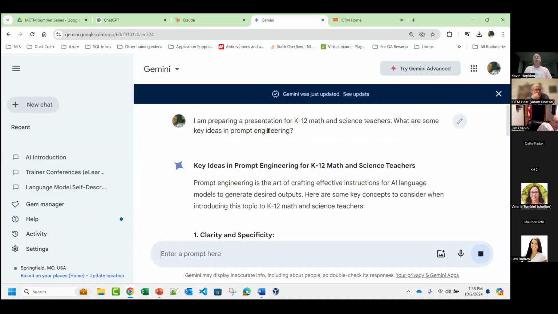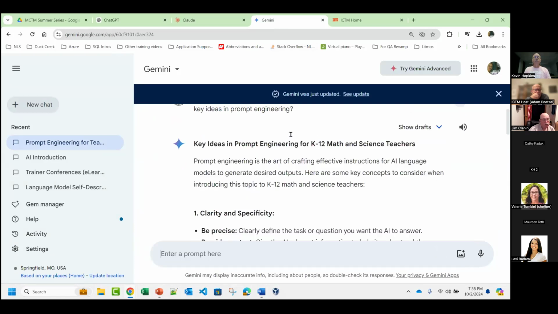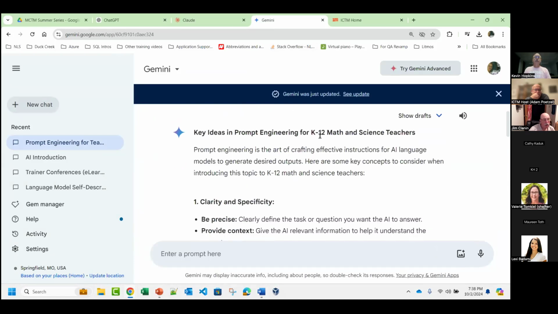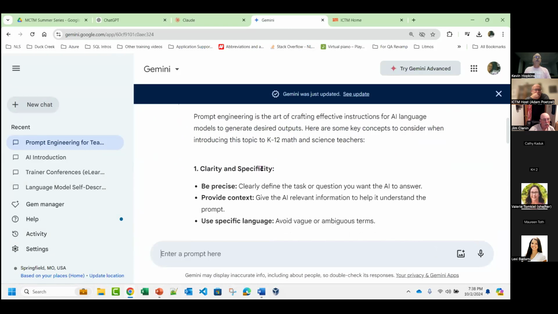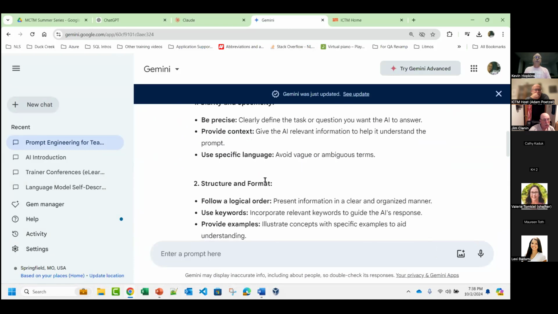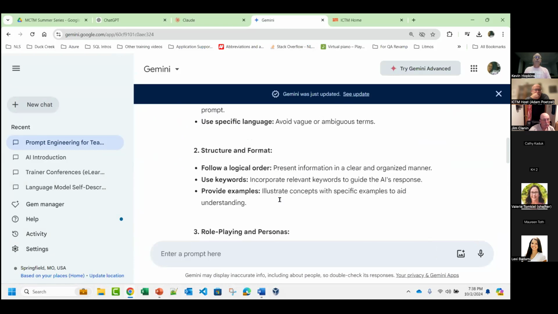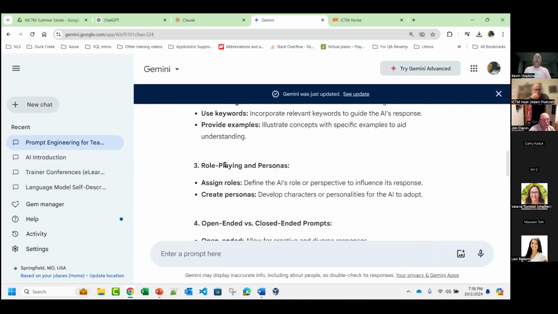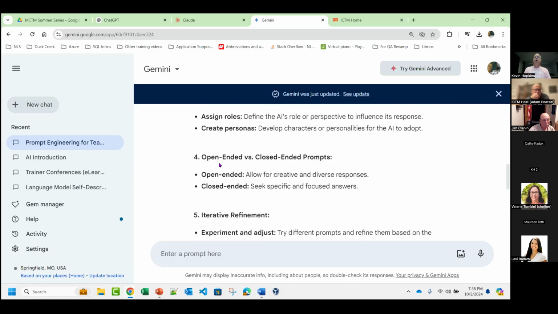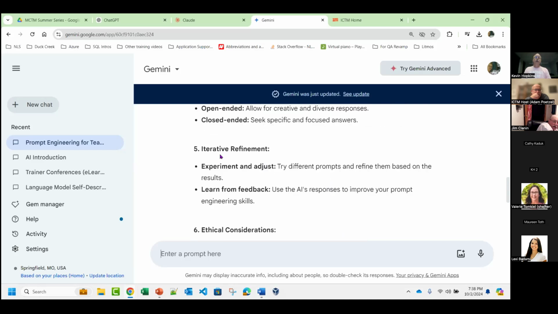So you kind of explain what you're interested in. Give me some ideas. And so it gives some ideas for prompt engineering to talk about clarity and specificity. The structure, follow a logical order. Tell it what role it's doing. How exactly do you want it? Do you want specific, focused answers or creative, diverse responses? Be willing to experiment and adjust.